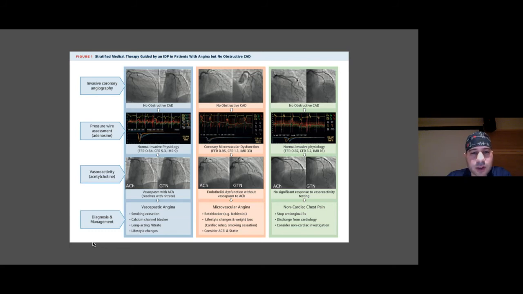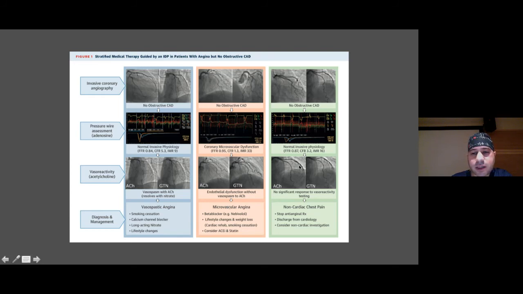If they had normal physiology over here, then vasoreactivity testing was done with acetylcholine to induce spasm. If you proved spasm, then vasospastic angina was diagnosed, and they recommended smoking cessation, calcium channel blockers, or nitrates. Whereas if coronary microvascular dysfunction was documented with an impaired IMR or impaired CFR, microvascular angina was diagnosed, and you can start the patients on beta blockers, lifestyle changes, and maybe consider ACE inhibitors or statins.